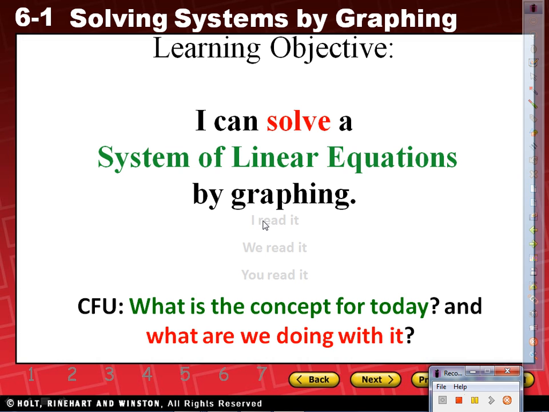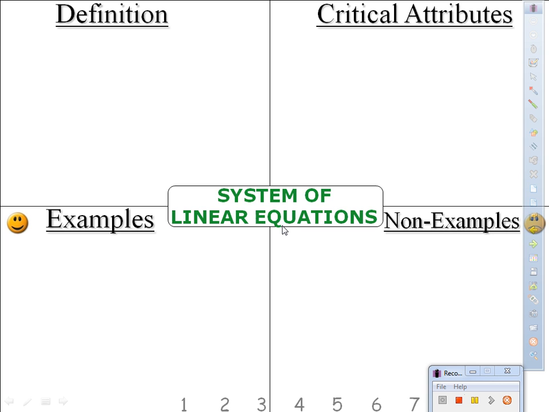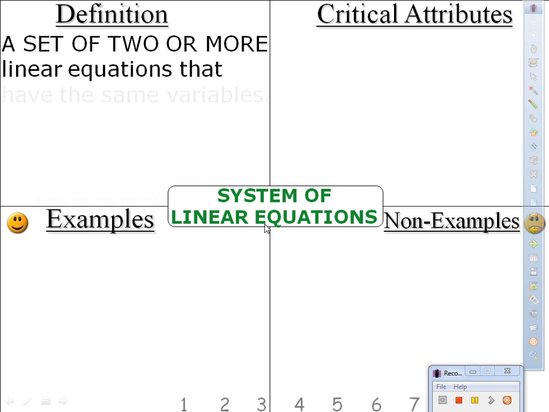Since it's a new concept, you do need your Frayer model, the box, right? Here it goes. So systems of linear equations, what are they? Systems of linear equations are a set of two or more linear equations that have the same variables. Write that down, please. A system of linear equations is a set of two or more linear equations that have the same variable.